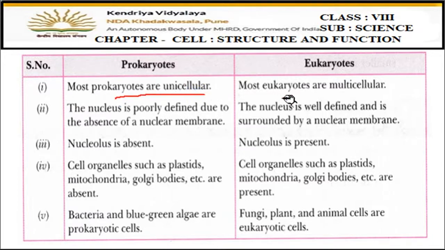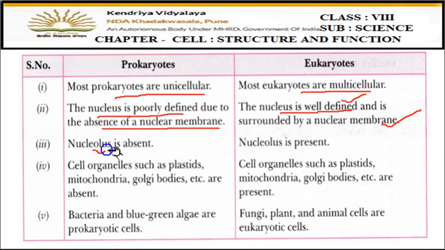unicellular and eukaryotes are multicellular. This is the first difference. Prokaryotic organisms or prokaryotic cells are unicellular, and eukaryotic organisms they are multicellular generally. Here in prokaryotes, nucleus is poorly defined. Okay, and there is no nuclear membrane, absence of nuclear membrane. But in case of eukaryotes, nucleus is well defined and a nuclear membrane is also present.